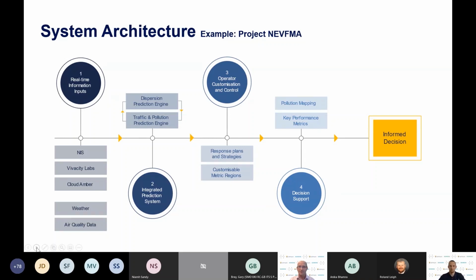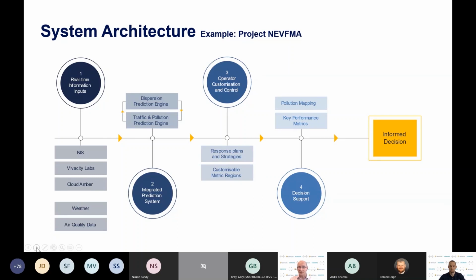We then loaded them up into the system, or the ones that were successful, and then we could play those through. So our real-time prediction engine is then comparing those different traffic management strategies in those customizable KPI regions to see which ones work best for the KPI regions, specifically looking at targeted areas.